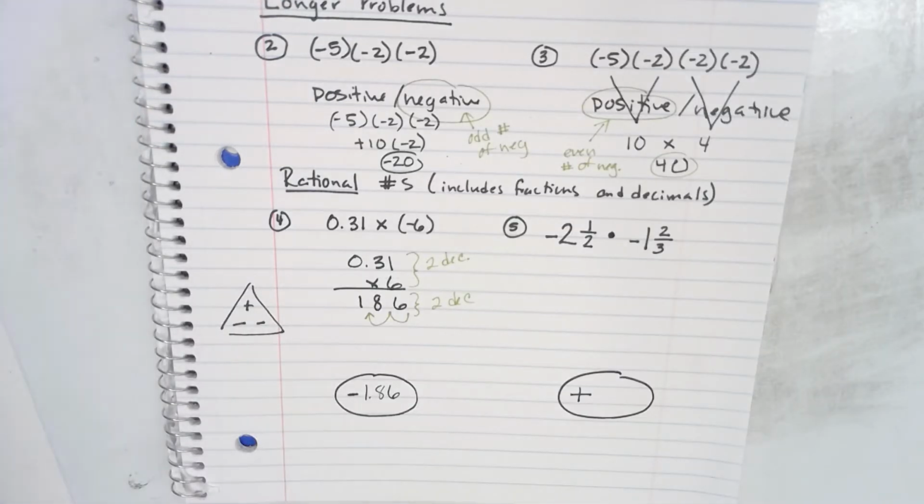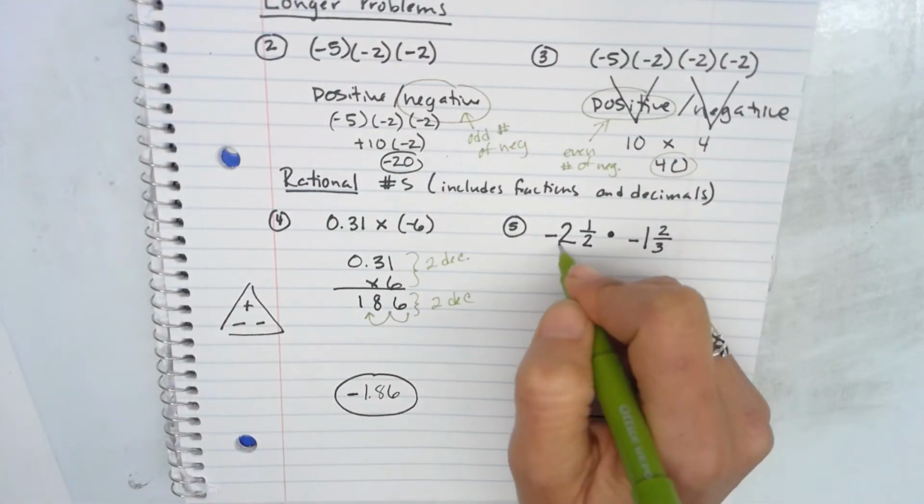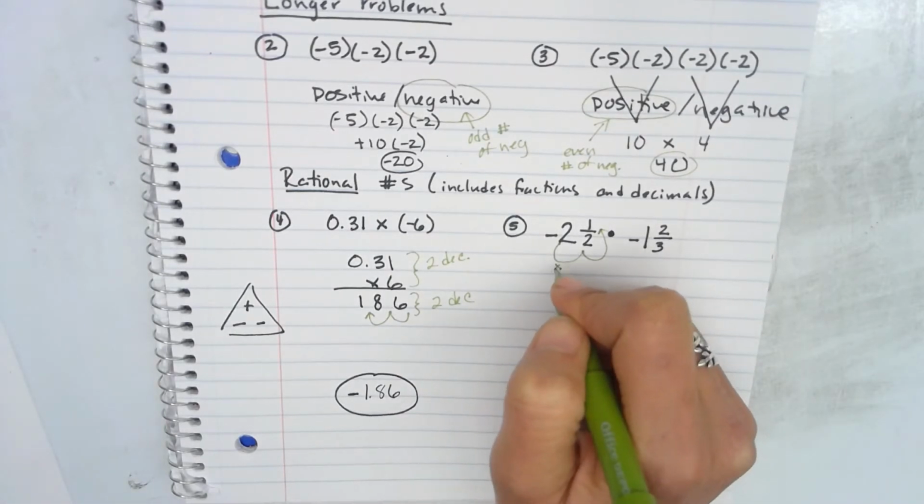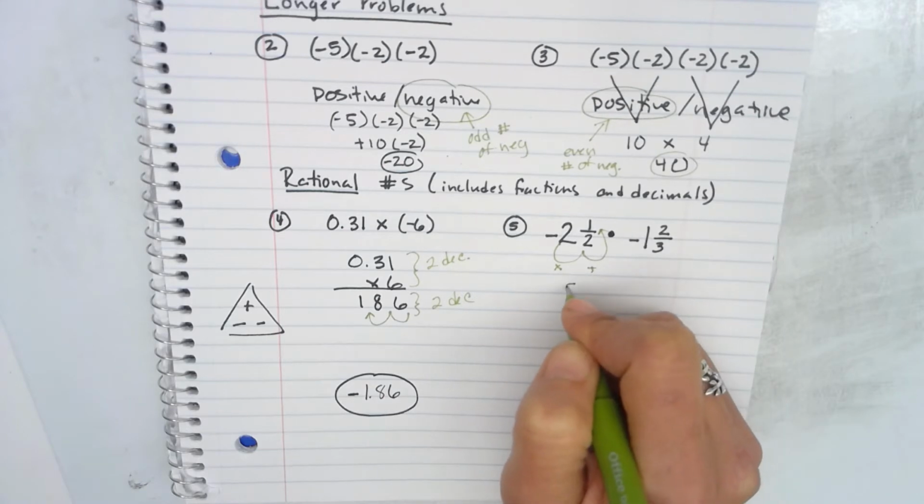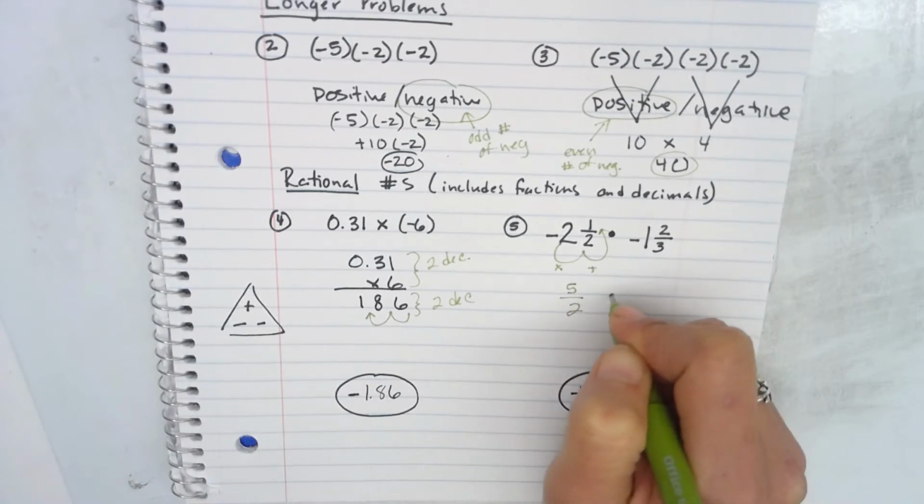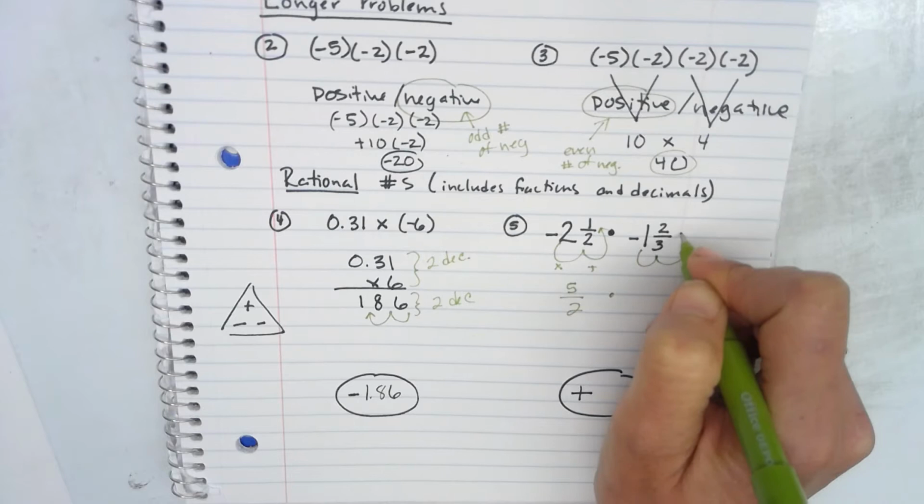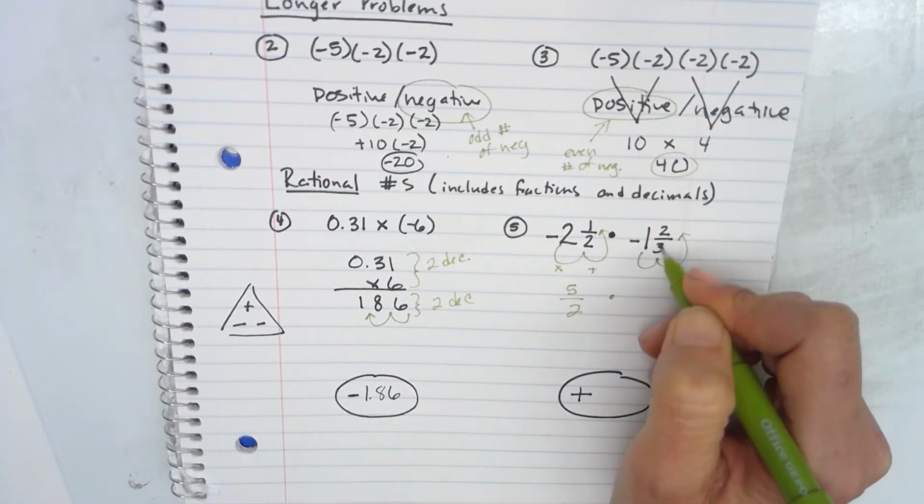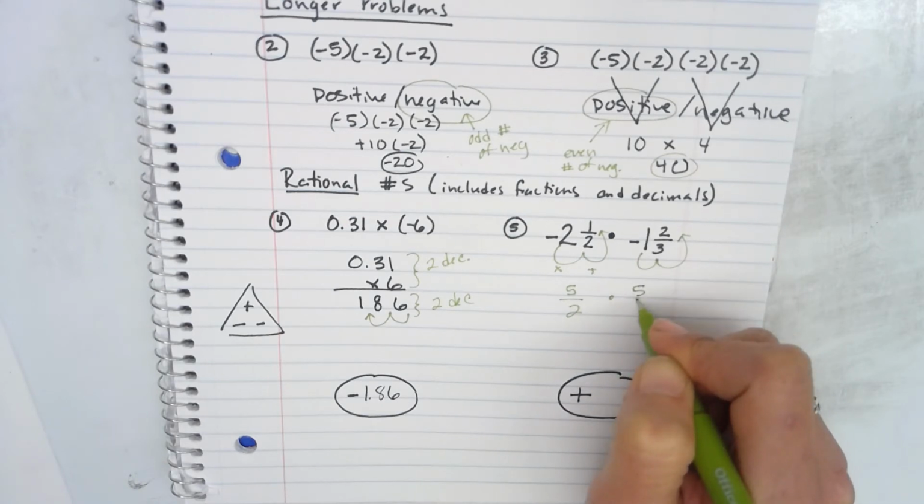So my first step was to make these improper. I'm not going to worry about the negative sign because I've already put the answer as a positive. So this is multiply, this is add. So this would become 5 over 2. I need to multiply, add. I'm just ignoring the negative sign. I already used it. This is 3 times 2 is 6, plus 1 is 7, so 7 over 3.